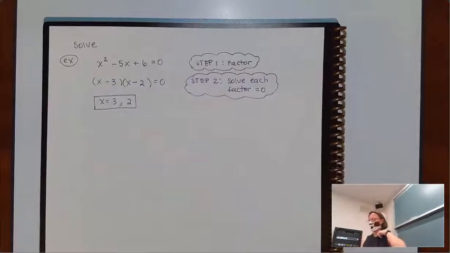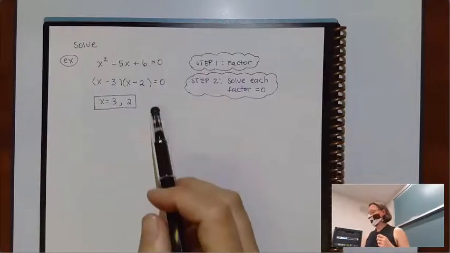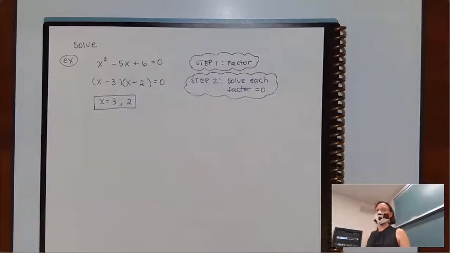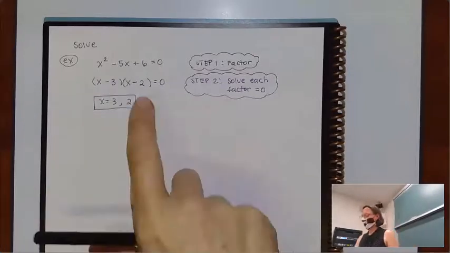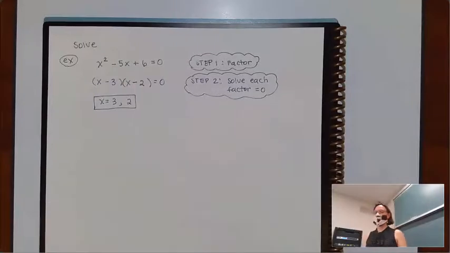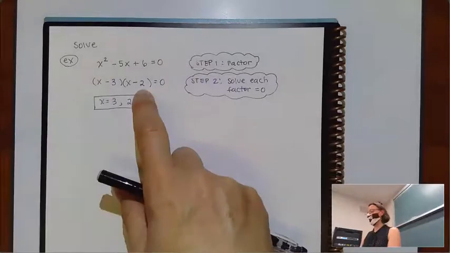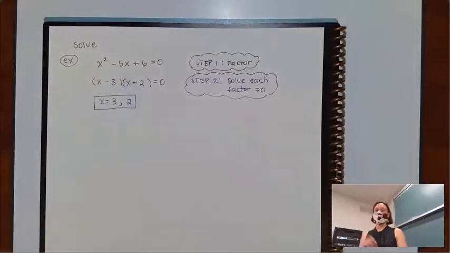Totally tempting to think about 6 and 1, right? Because if I have a 6 and 1, I can definitely get a -5 from a 6 and 1. But because of that +6, they have to have the same sign. So if you're going this method of checking the factors, it is really useful to think about what the signs of the factors are going to be.